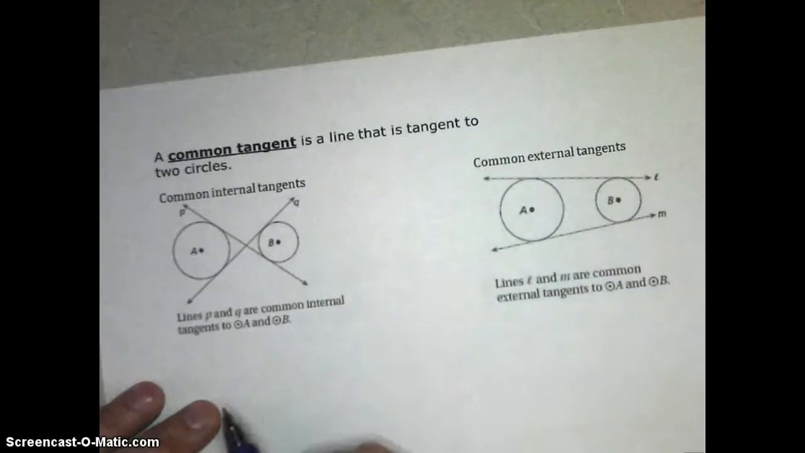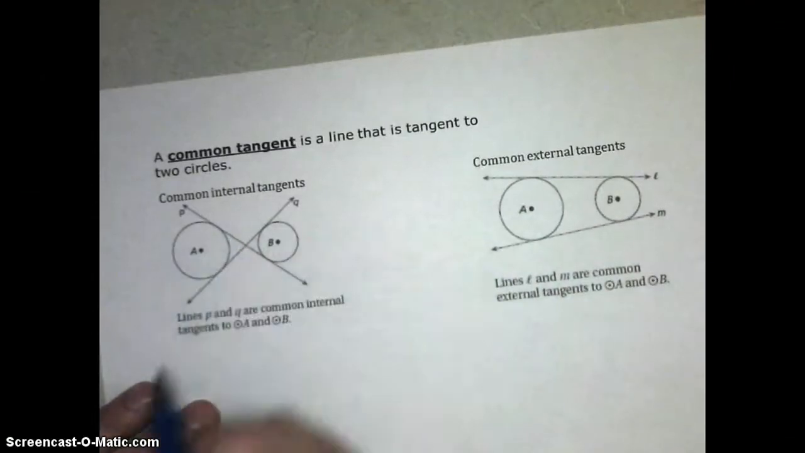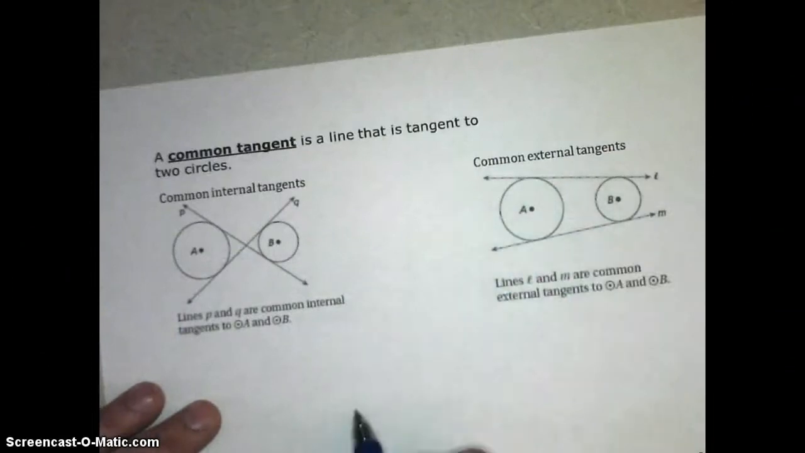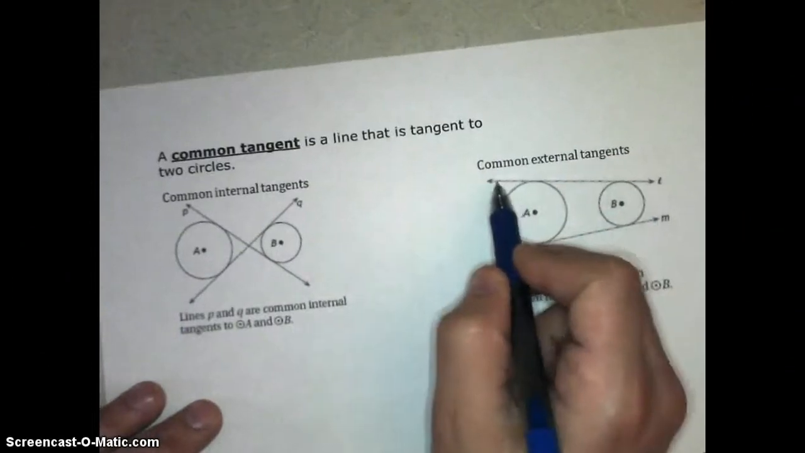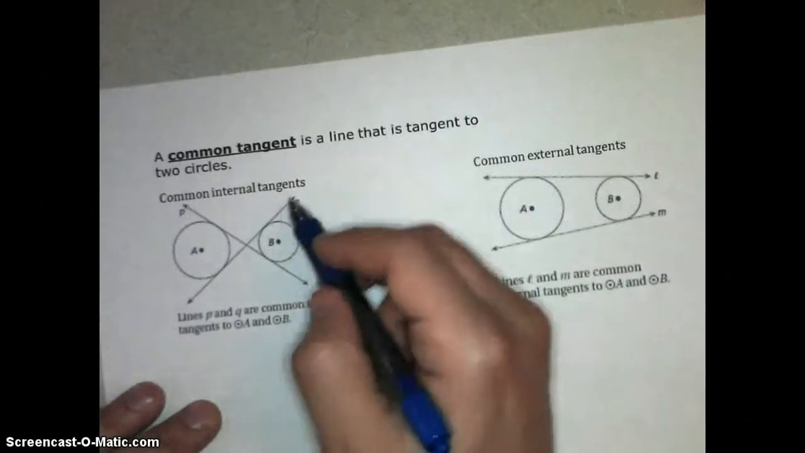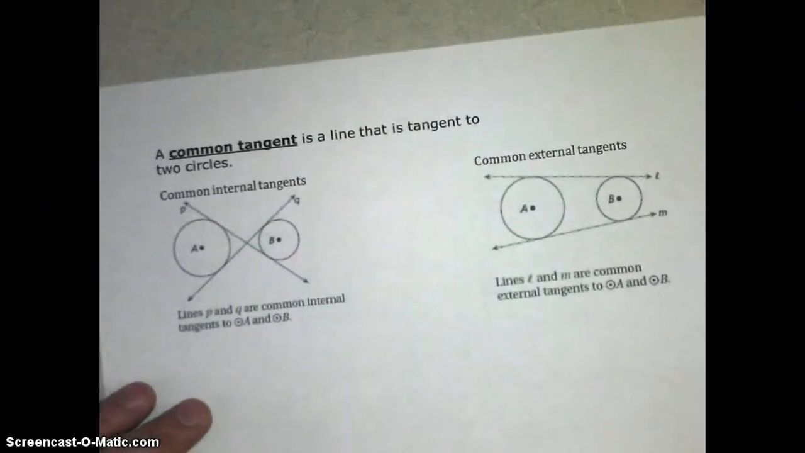Okay, here's an easy way to remember this. Internal tangents have circles on either side of the line. External tangents have circles on the same side of the line. So L is an external tangent, P is an internal tangent, M is an external tangent, and Q is an internal tangent. And we have some theorems that help us identify parts of these tangents.